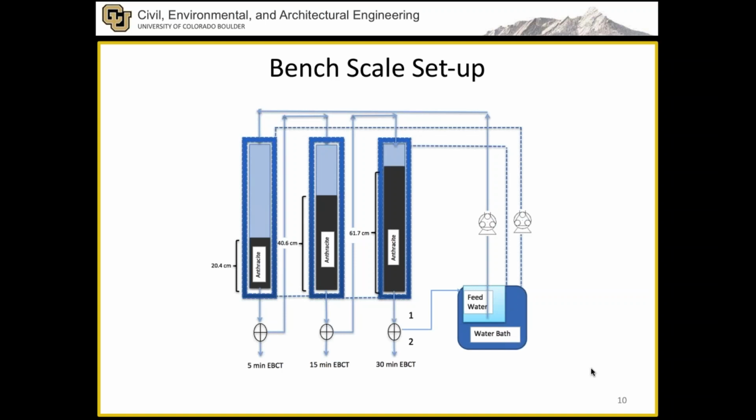This was the setup of our bench scale schematic. We had 3 columns in series. You can see the empty bed contact times are 5, 15, and 30. We recirculated the water for a period of 4 days with valve 1 open, and then we changed out the feed water and single pass for about 4 hours and then sampled.